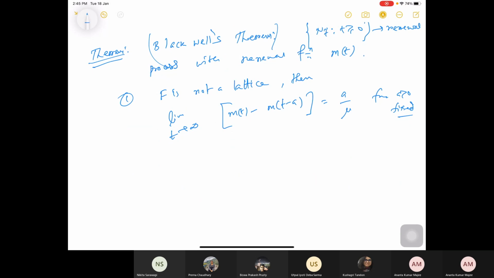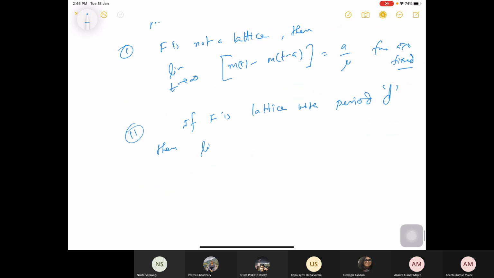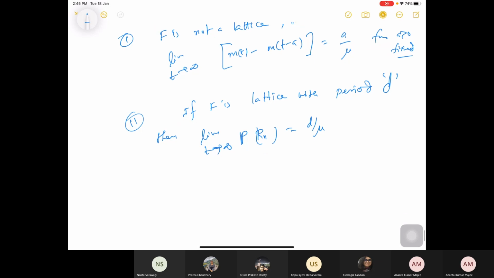So then the question is, what happens if F is lattice? That is given by part 2. If F is lattice, say with period d, then the limit as t goes to infinity of the probability of R_n is equal to d by mu. I put it as R_n, but here I consider t equal to infinity. So what is my R_n? R_n is a random variable denoting the number of renewals up to nd.